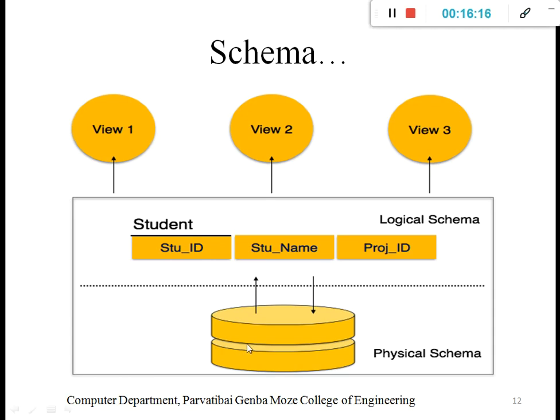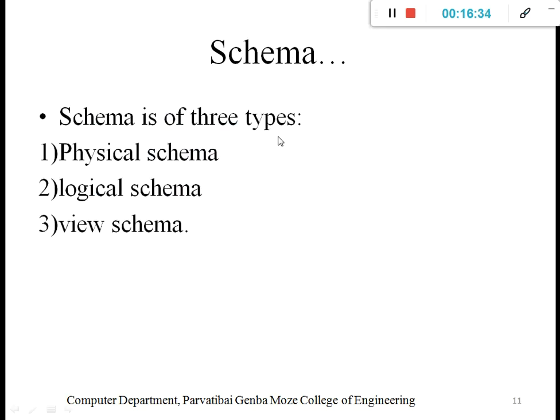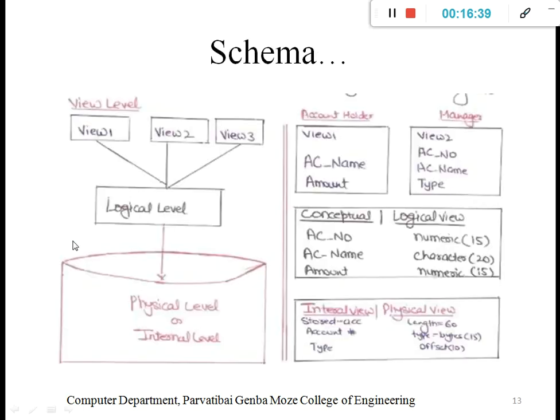Then the physical schema is simply how your data is stored on the disk. That's called the disk design, or the physical schema. This is simply the schema concept with three types: schema is of three types under the database, physical, logical, and view.